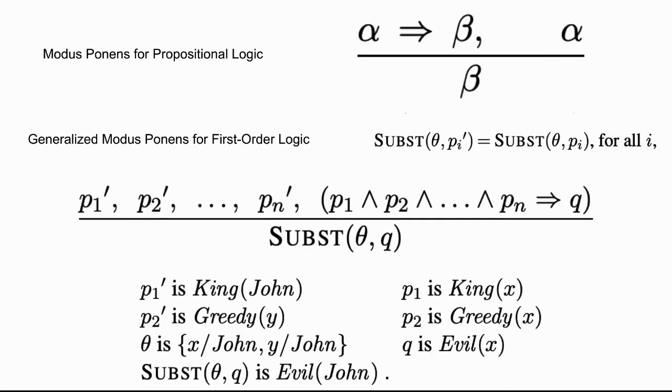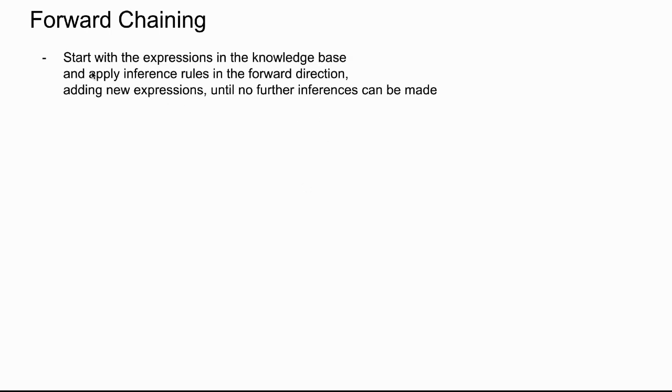So this is a leading factor in what is called forward chaining: you take some sentence, you infer something from there, then you take that resulting statement, you infer something further from there, and you keep on moving forward till you arrive at your particular solution, and that is what is called forward chaining. So to summarize, you start with expressions in the knowledge base, you apply the rules of inference in the forward direction, and you add new expressions until no further inferences can be made.